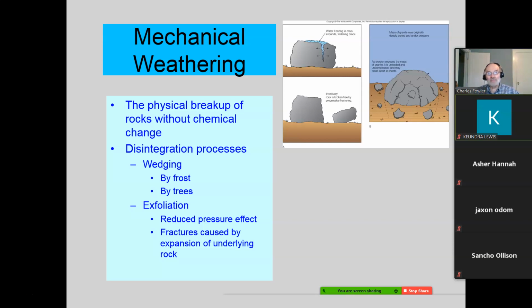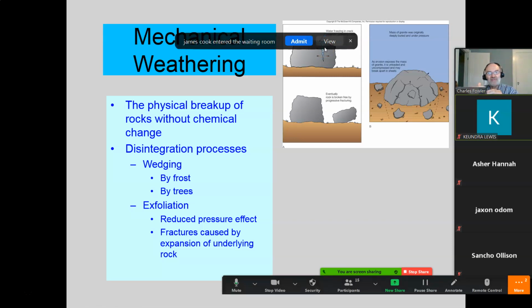Well, if water can break steel pipes, it can certainly break a rock. So what happens, that water gets into that microscopic crack, it freezes, it expands, it makes the crack bigger. Then more water the next year gets into that crack.